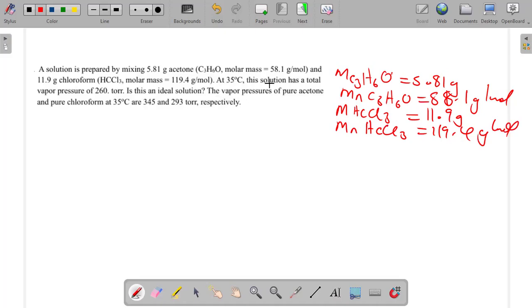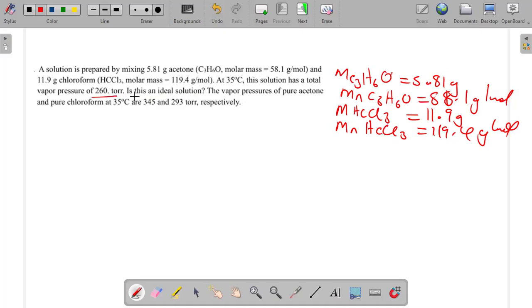Then we are told that at 35 degrees Celsius, this solution has a total vapor pressure of 262. So if we mix our chloroform and acetone, the entire mixture gives us 262 as the total pressure for the entire solution. This is the pressure we have if we mix our acetone and our chloroform.